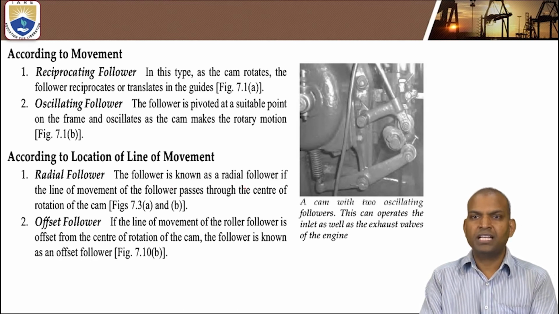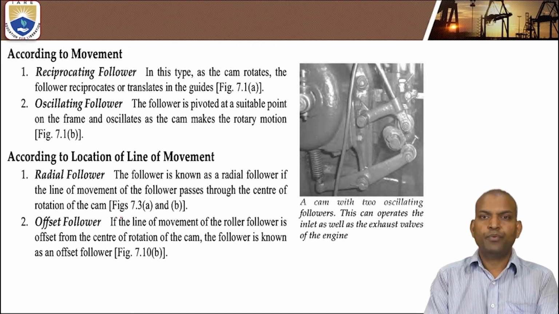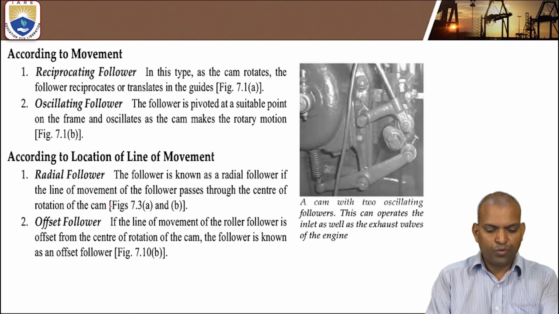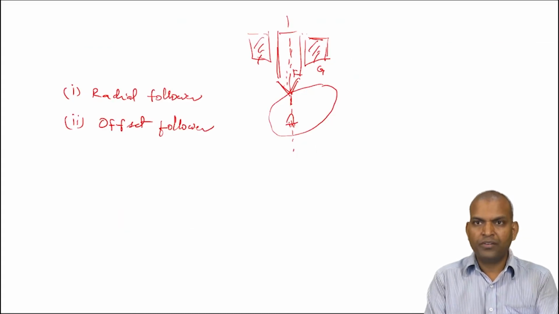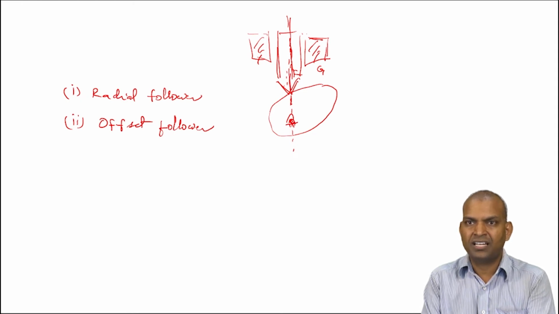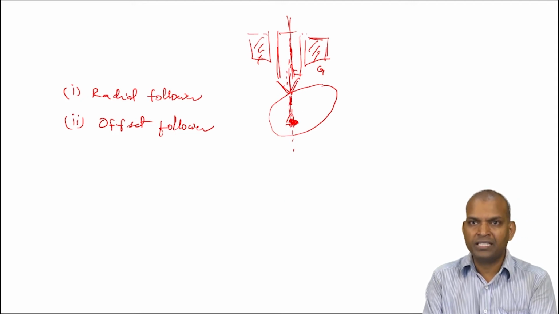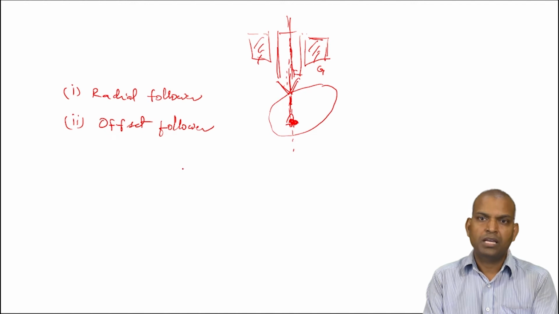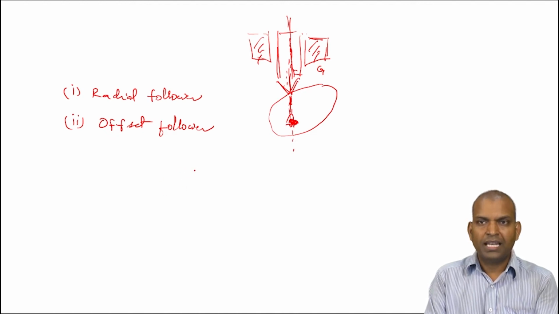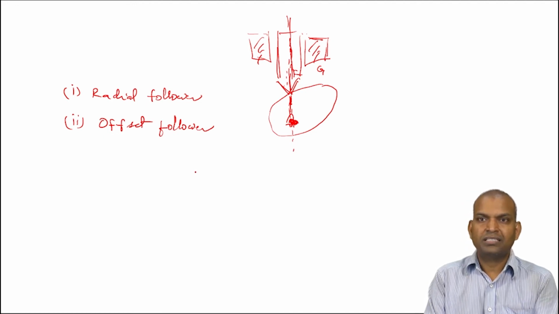That is the meaning here. The follower is known as a radial follower if the line of movement of the follower passes through the center of rotation of the cam. Very important: the line of movement of the follower passes through the center of the cam. This is the center of the cam, and this line is the radial line. That's why it is a radial follower. Now, what is an offset follower? The line of movement of the follower does not pass through the center of the cam.